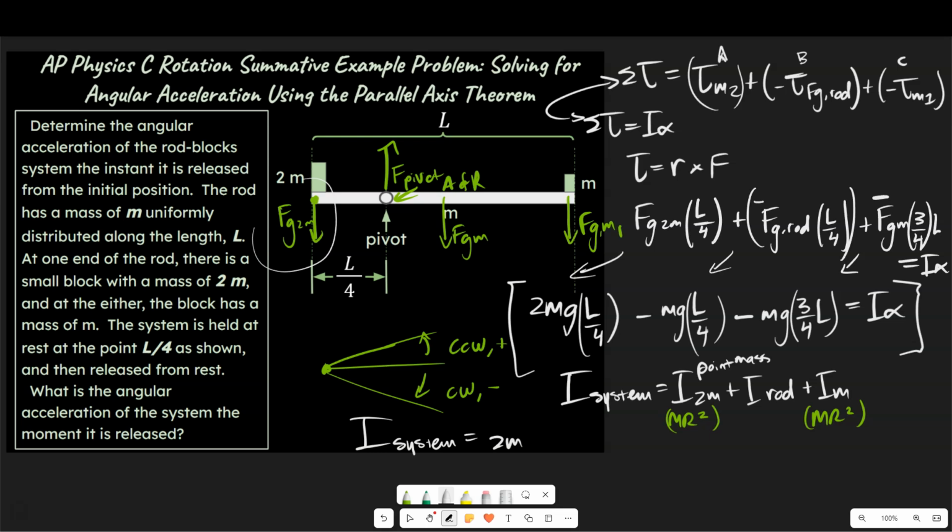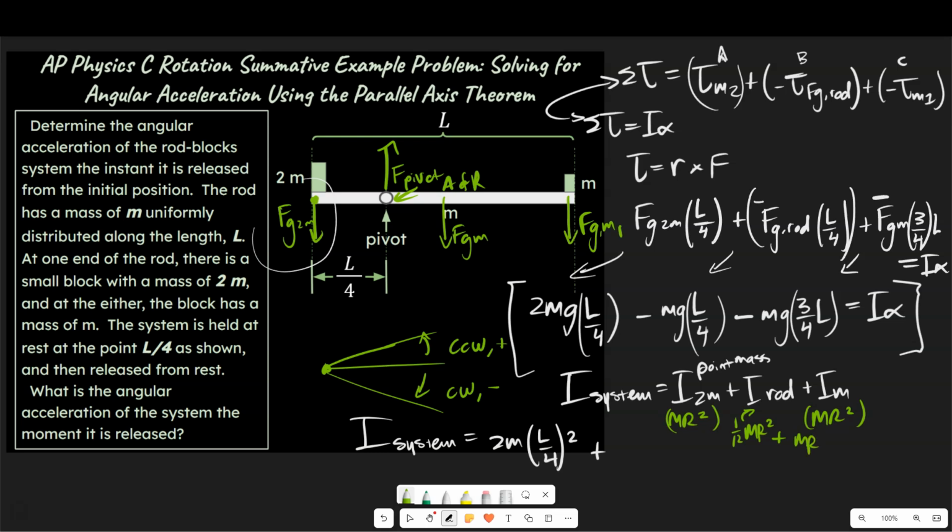The r squared we said was L over 4, so we're going to say L over 4 squared. Okay, and let's continue. So then we also have the second term, the moment of inertia for the rod. Okay, this is a little bit tougher. The equation for this is 1/12 mr squared for the rod, but it's also offset, and we've talked about this with the parallel axis theorem.